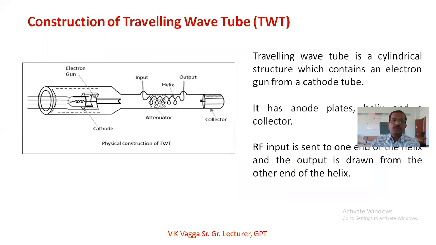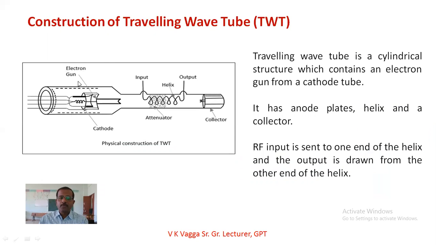If you take the construction of the traveling wave tube, this is its internal construction. It consists of an outer external tube, made up of metal or glass. After that, inside it there is the cathode, which is internally located inside the electron gun. You can see this is the electron gun here.